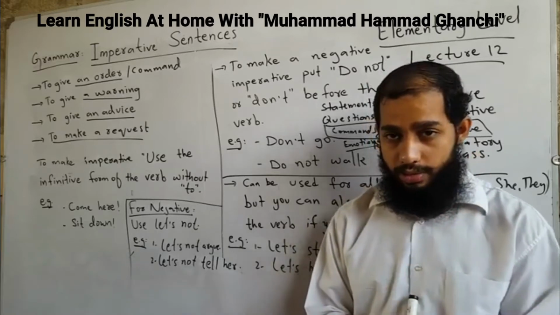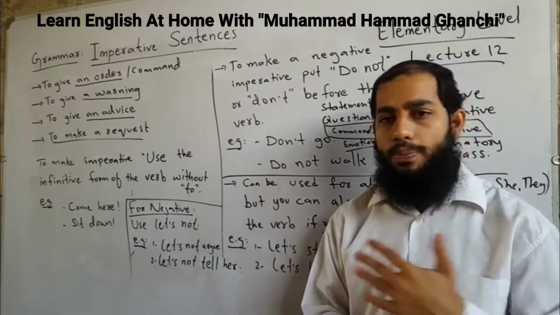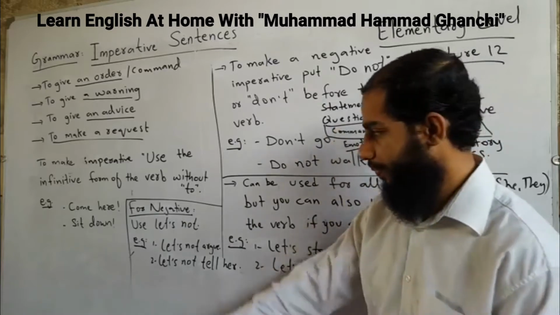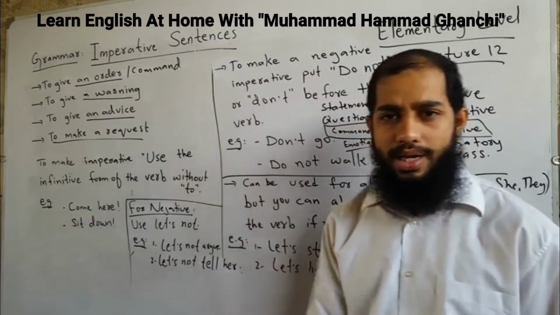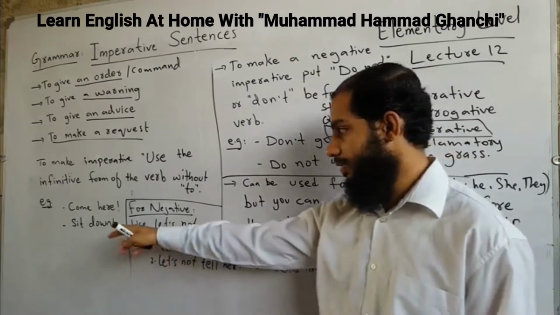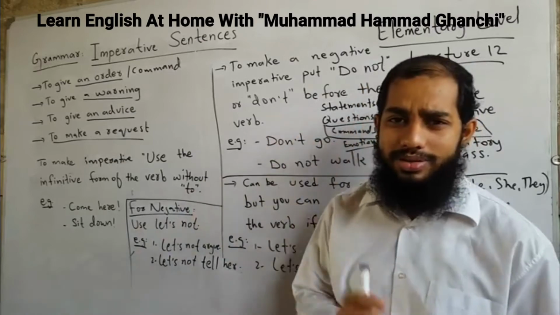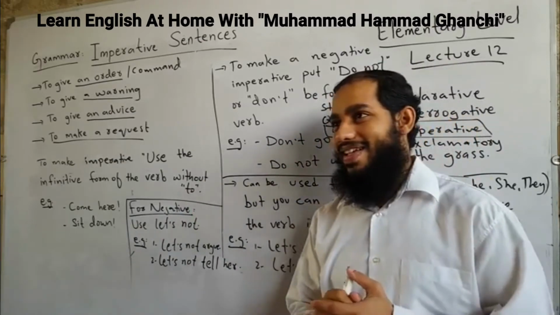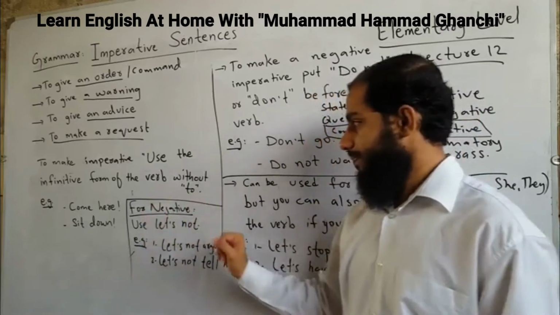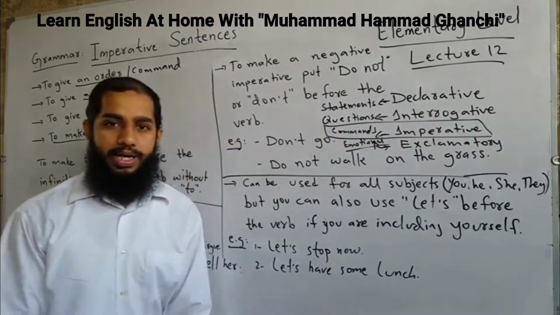First form of the verb, no second, no third, mean no past form, no past participle form, no present participle form, only the base form. For example, come here, that is an imperative sentence. So say sit down, come here, sit down, get out, you say shut up, you say open the notebook. Different examples we have. Okay, now let's move on to the negative imperative.